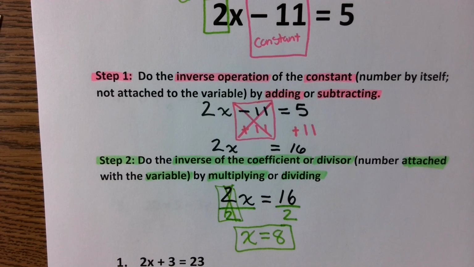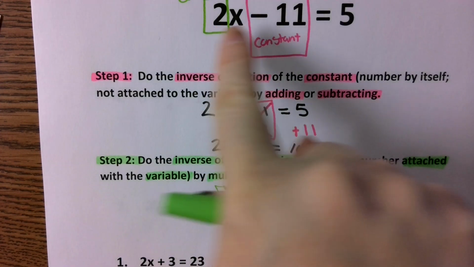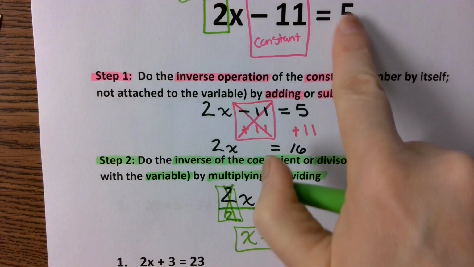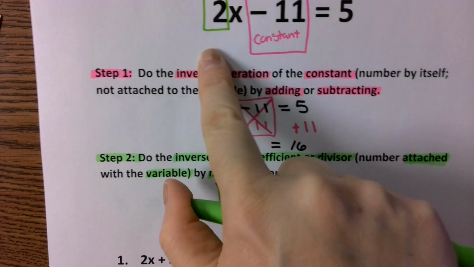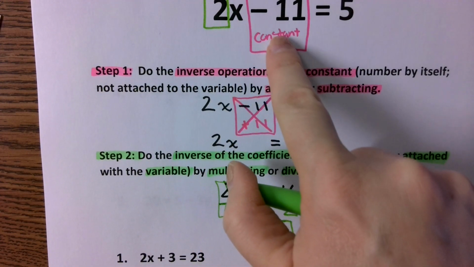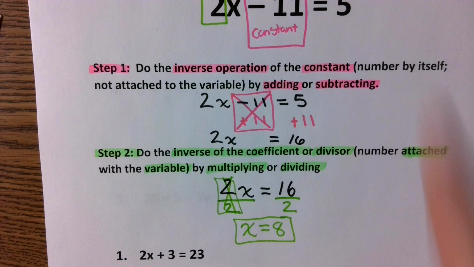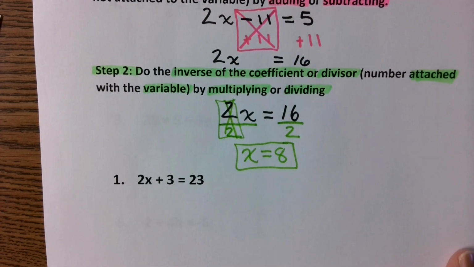You can check your answers by taking what answer you got and putting it back into the problem and seeing if it gives you the same thing. 2 times 8 is 16, and 16 minus 11 does give us 5. So we know we did it correct. So let's take a look. We're going to do a couple more together.